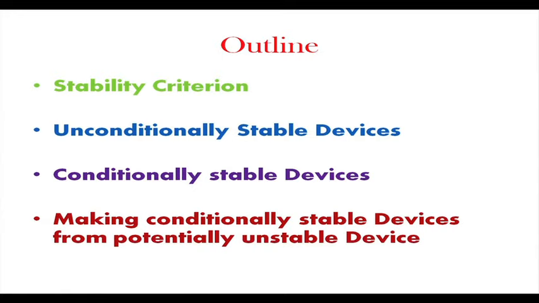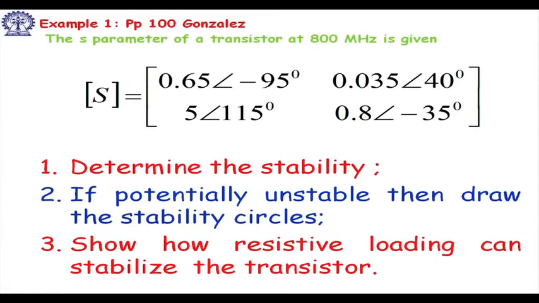In the rest part of this, we have already seen stability criteria and unconditionally stable devices. Then we will see an example of how, if we have a potentially unstable device, we can make a conditionally stable amplifier design from that. This is from the Gonzalez book, which I have already referred to.